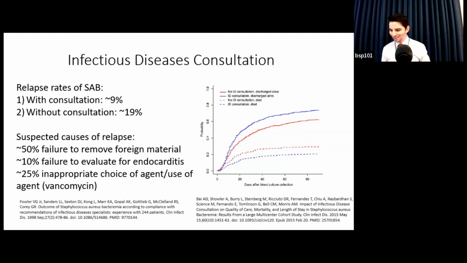Well, I like to think about it. But when we're consulted in patients with bacteremia, there is further and more thorough evaluation for metastatic disease. With consultation, the relapse rate is around 10%. Without it, it's about twice as much. And if you look at the patients who relapse, who did not have ID consultation, about half the time, that's because of failure to remove some type of foreign material. So central line wasn't removed.